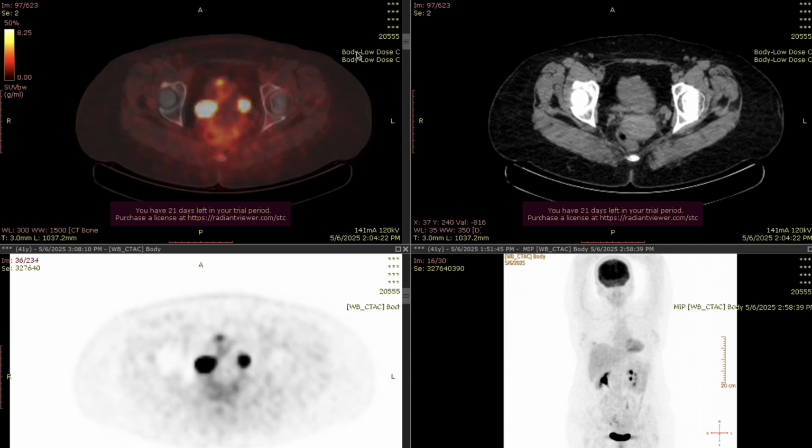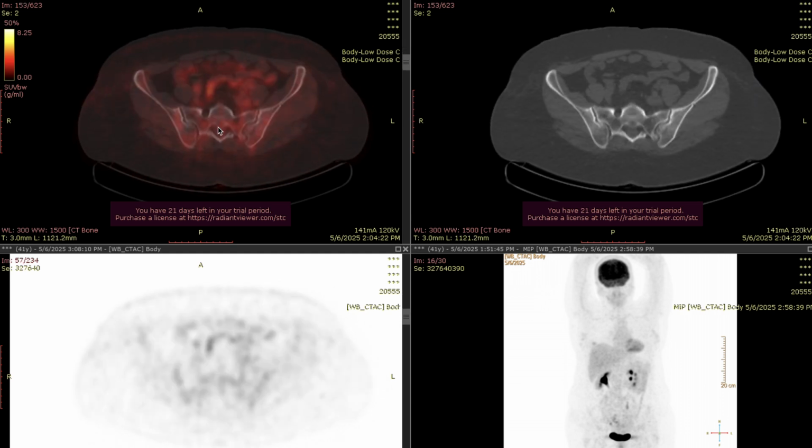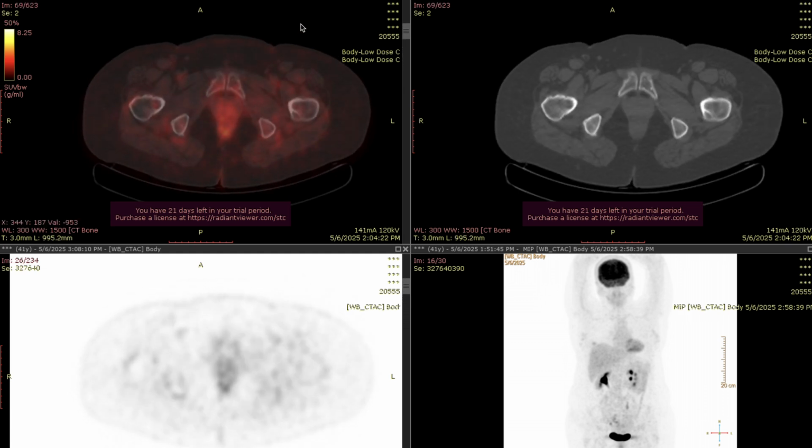We should assess the bone because the first site of distant metastasis in thyroid cancer is the lung, and the bones are the second site of metastasis. What is the nature of the bone metastasis? They are lytic lesions. They are not sclerotic. For example, there are a few sclerotic lesions in the left pubic bone, as we say. They are intense sclerotic lesions with non-significant FDG activity.